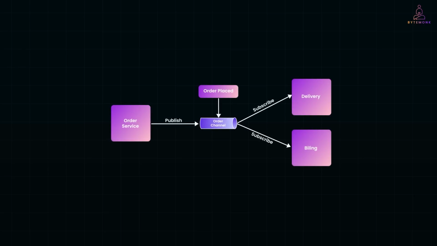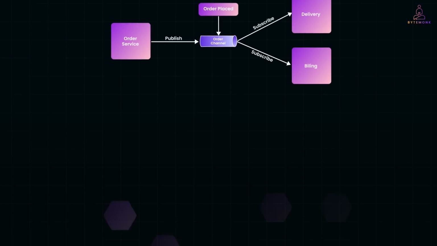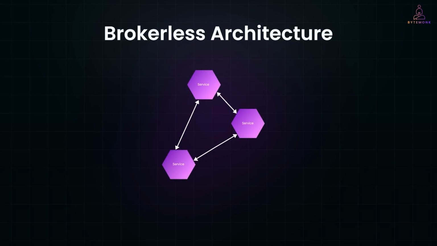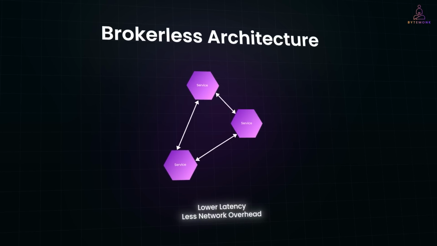Now, there are two main ways to implement asynchronous messaging: brokerless and broker-based. In a brokerless setup, services talk to each other directly. No intermediary in between. Tools like gRPC make this possible. The advantage? Message goes straight from sender to receiver, which means low latency and less network overhead. You also avoid the complexity of managing a separate message broker.